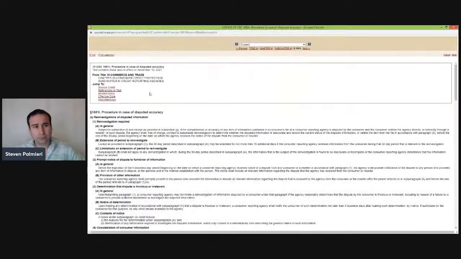When we go to dispute it, this here is 1681i, which again is procedures in case of disputed accuracy, right? And your basic reinvestigation provision requires that they conduct, free of charge, a reasonable reinvestigation. So again, the idea is if you send a dispute letter to the credit bureaus and you don't really give them substantial information to figure out what's wrong with it, have you really put them in a position where you can hand it off to an attorney and the attorney is going to say, yeah, clearly there's liability, because you're not going to be in a position to sue them for inaccurate data.